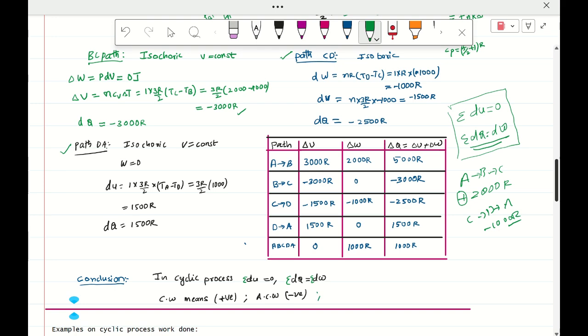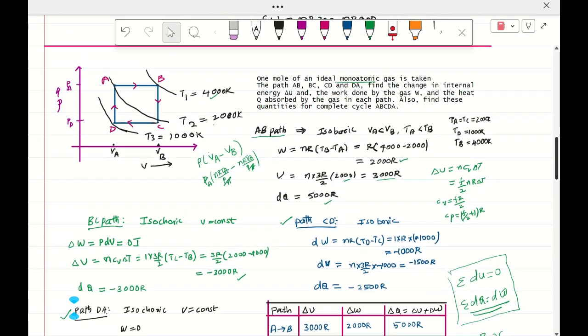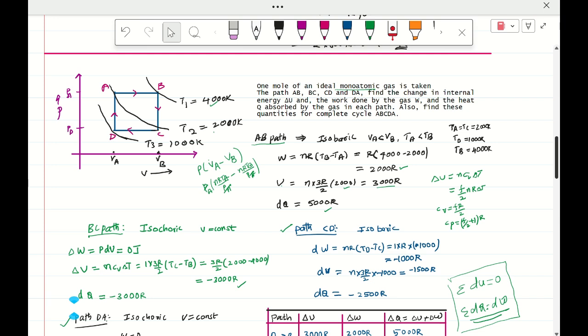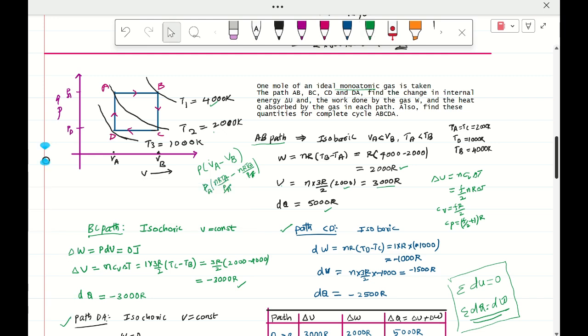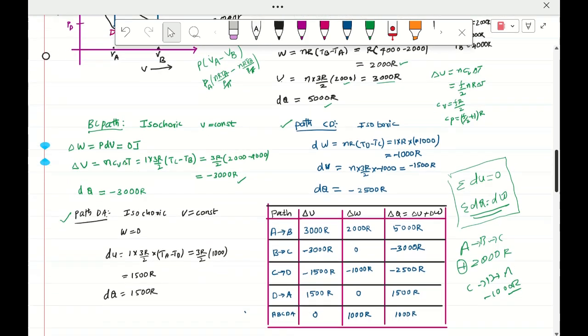I have given ABCD means total internal energy is 0, but A to B internal energy is not 0, B to C internal energy is not 0, and D to C and D to A internal energy is not 0. That means internal energy or whatever Q or W depends on the condition or process; only then is it 0 or some value. Okay, I hope you understand this question.